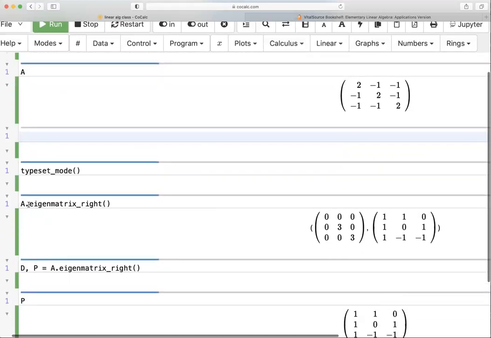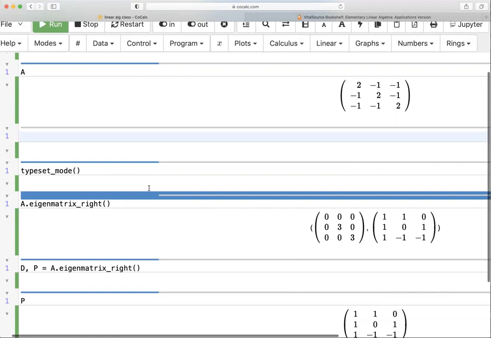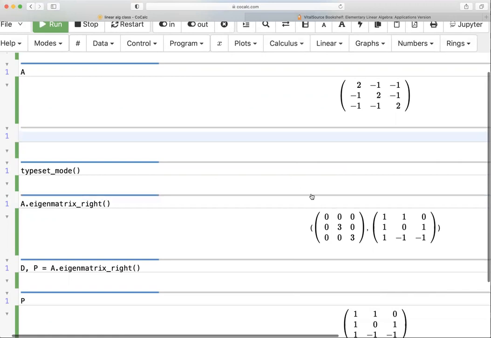ask for A.eigenmatrix. And what that gives is a list of two 3x3 matrices. This first matrix here consists of the eigenvalues listed along the diagonal. So the eigenvalues of this matrix A turn out to be 0, 3, and 3. So this first matrix is always going to be a diagonal matrix, provided the matrix A can be diagonalized.